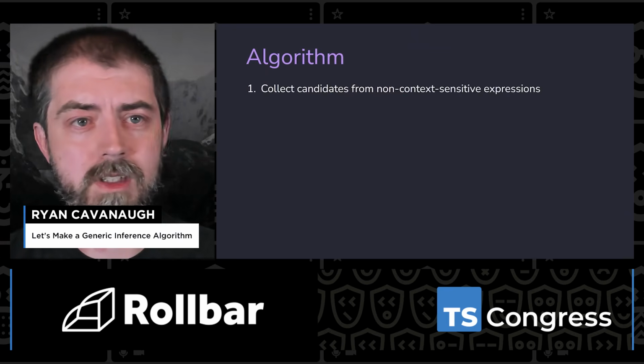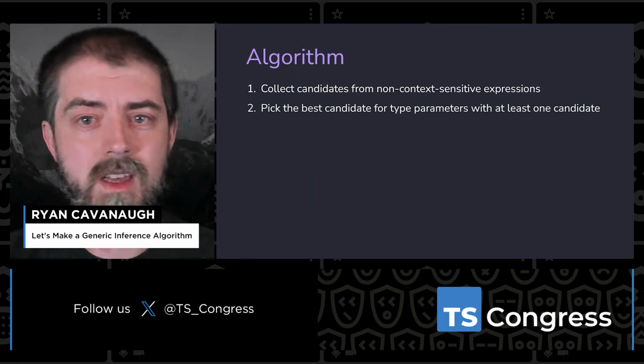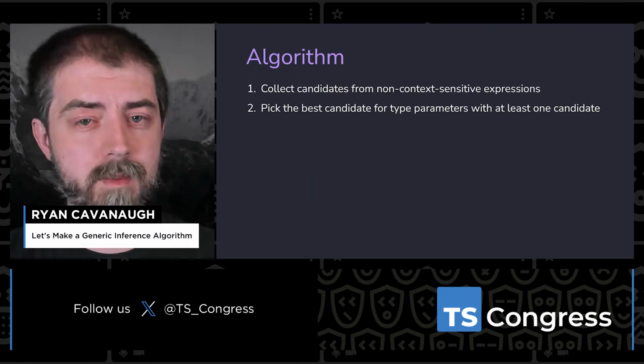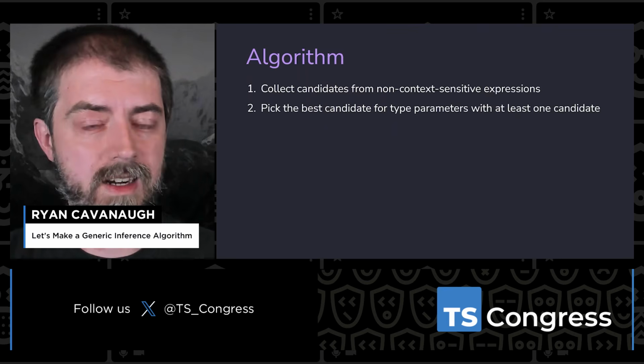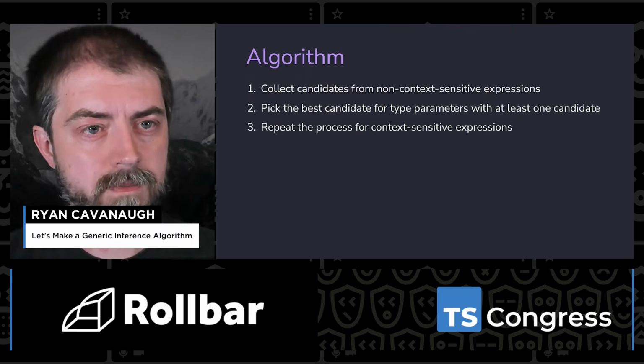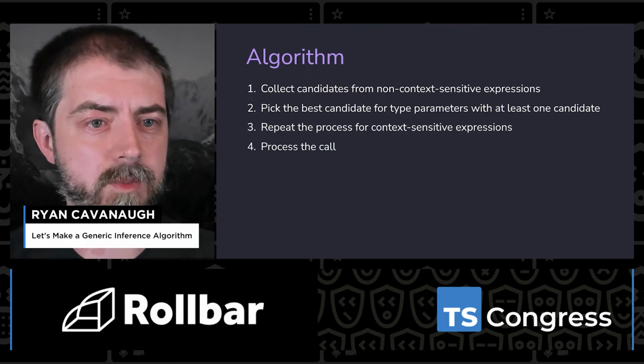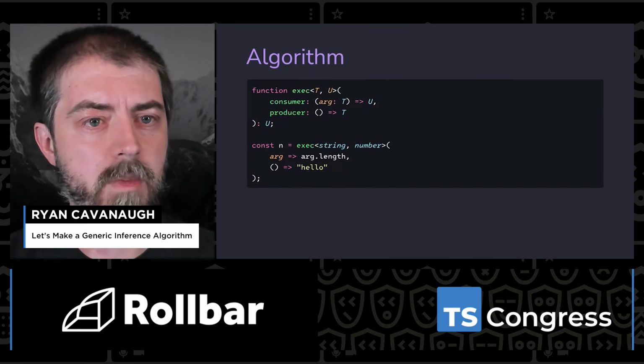So our new algorithm is going to be that we collect the candidates from the non-context-sensitive expressions. We're going to look at all the type parameters for which we've collected at least one candidate, and we're going to pick the best one from there. And we're just going to write that down and then keep going. We'll repeat the process for our context-sensitive expressions, and then process the call. What does that look like?